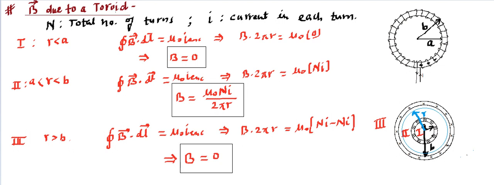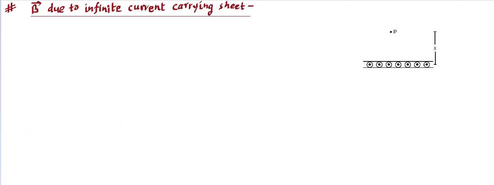So in this particular slide we learned what a toroid is and how to express the field due to a toroid between the two radii. It's mu naught I upon 2 pi r. Small r is going to vary from a to b, and if it is less than a, it's 0. If it is greater than b, it's 0. Making sense? Okay, so note it down.